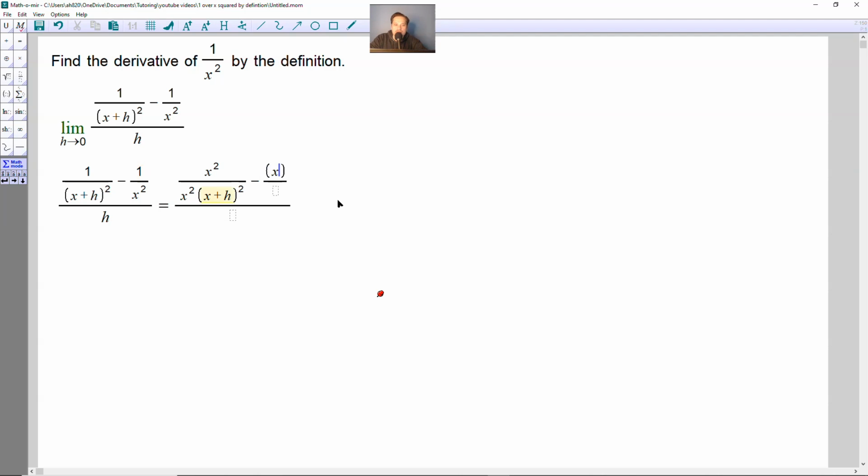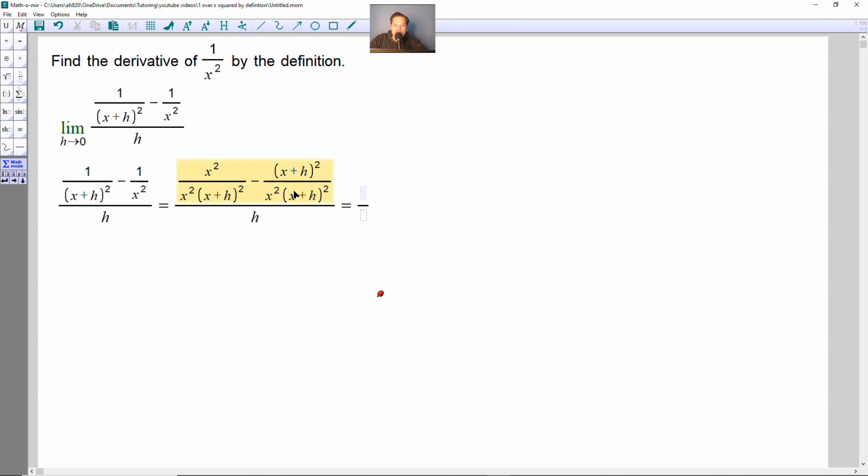And then over here, you're going to have the following next. You're going to have x plus h, this quantity squared. And on the bottom, you're going to have the following now. X squared, and then x plus h, and then this whole thing squared. So I'm just multiplying on this side right here by x squared over x squared, which is 1, right? And on this side here, what I'm doing is I'm multiplying by x plus h squared over x plus h squared, which is also just 1. And then on the bottom, you still have your h, continuing here.